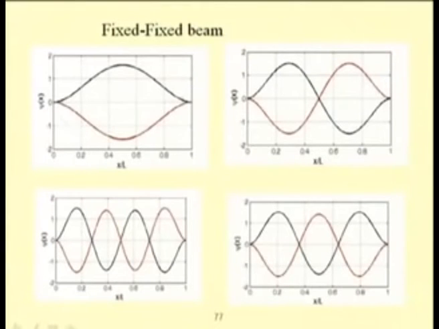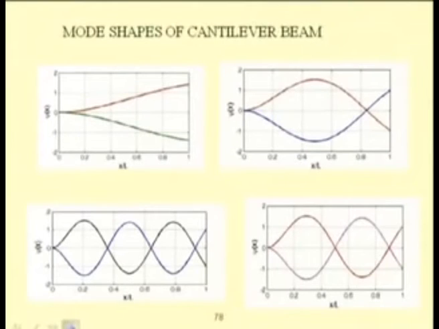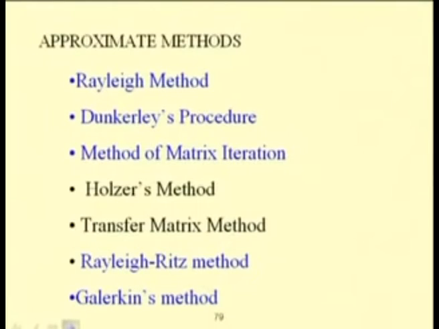Similarly, one can find for fixed, where both displacement and slopes are 0. This is for the first mode, this is for the second mode, third mode and like that. For the cantilever beam, it can move either upward or downward in the first mode. One has a node in the second mode, similarly for third and higher.